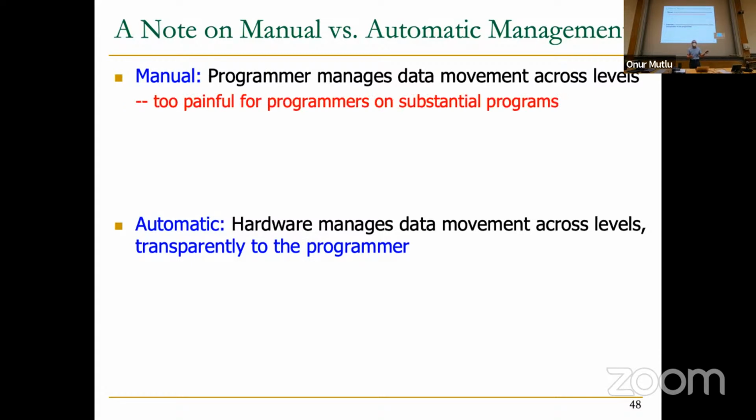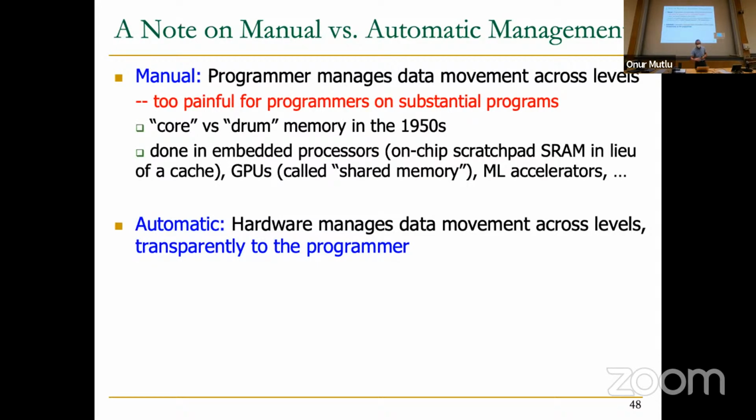This is how register files are managed, right? Compilers or programmers manage it. And in the past, I will show you pictures of this, core versus drum memory. In the 1950s, programmers used to manage main memory, physical memory and storage, and it was a lot of pain. That's why people developed the virtual memory subsystem. But it's still done in some embedded processors where the programmer knows a lot about the program and access patterns are more or less predictable.